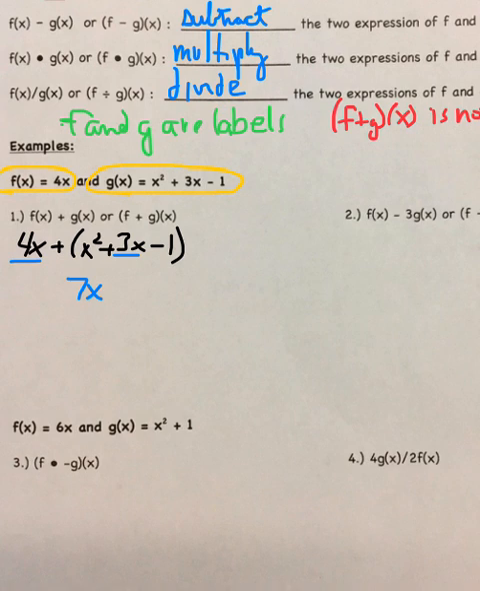And we need to put it in standard form. Standard form means the x squared term goes first, and then the minus 1 goes last. So we get x squared plus 7x minus 1.